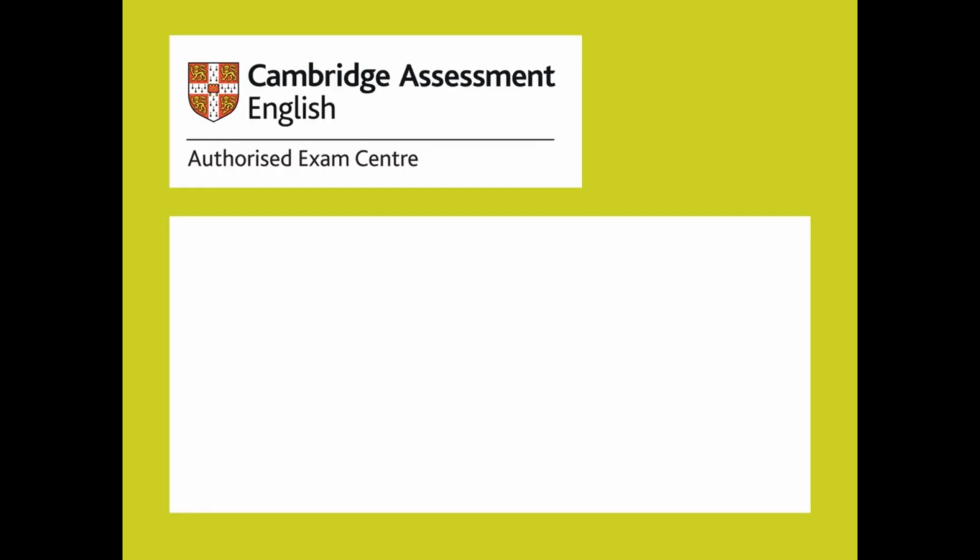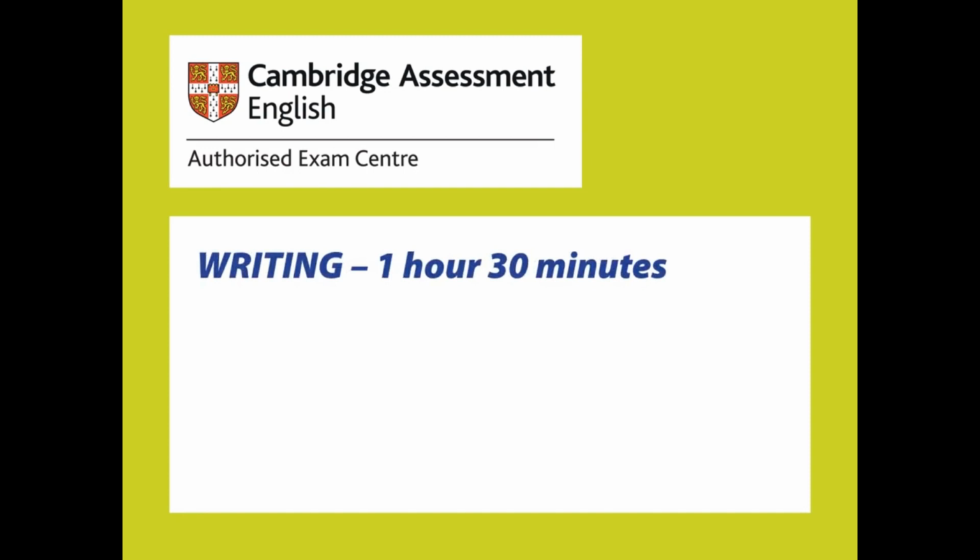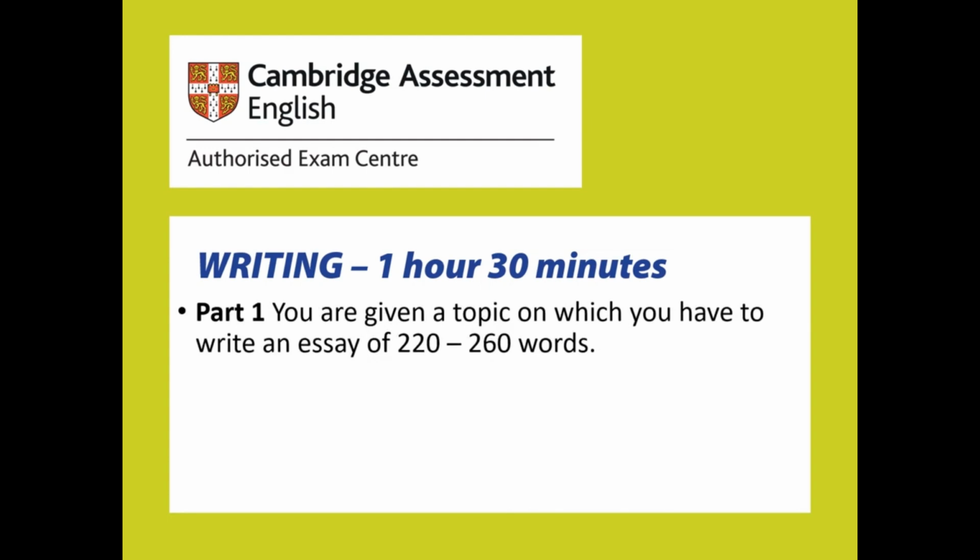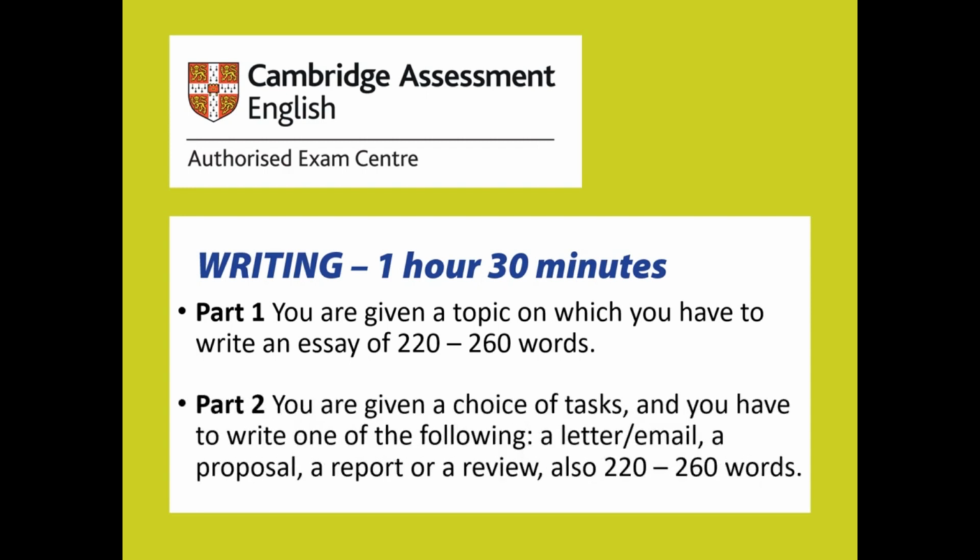First thing is to understand the task, and this is what it is. You have an hour and a half to write 2 pieces of work. In part 1, you are given a topic on which you have to write an essay of between 220 and 260 words. In part 2, you are given a choice of tasks and you have to write one of the following: a letter or email, a proposal, a report or a review. And whichever one you choose, it also has to be between 220 and 260 words. The marks available for each part are the same, so you should plan to spend 45 minutes on each part.